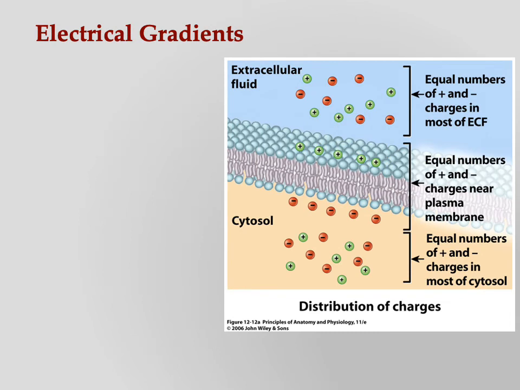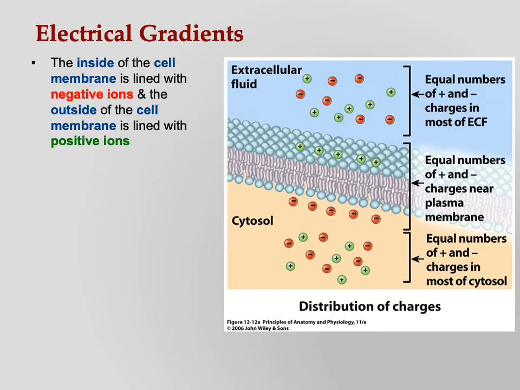There's also an electrical gradient. Remember that we were pumping 3 sodiums out, so 3 positives went out, and only 2 positives went in. That means there's relatively more positives outside the cell membrane and relatively more negatives inside. Therefore, the inside of the cell membrane has a relatively negative charge, okay? The inside is more negative, the outside is more positive. That creates an electrical gradient.